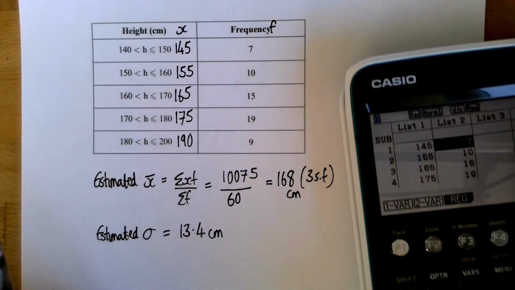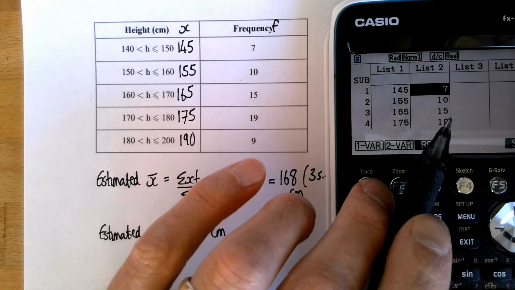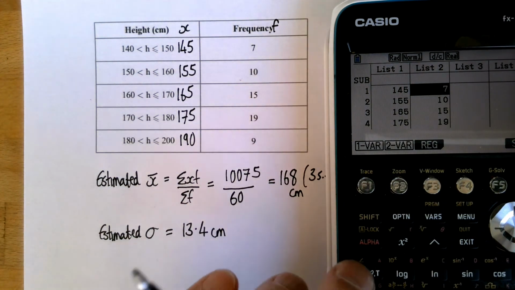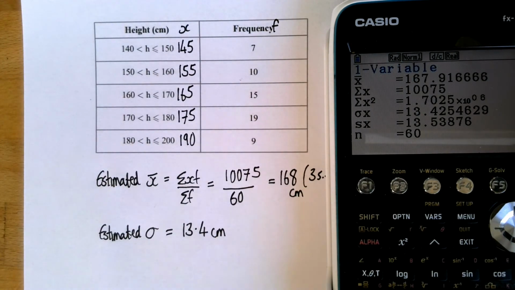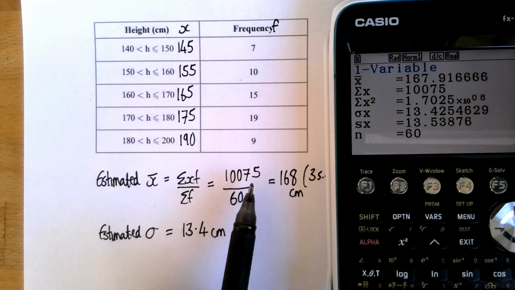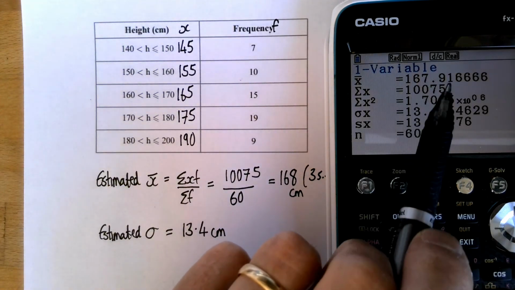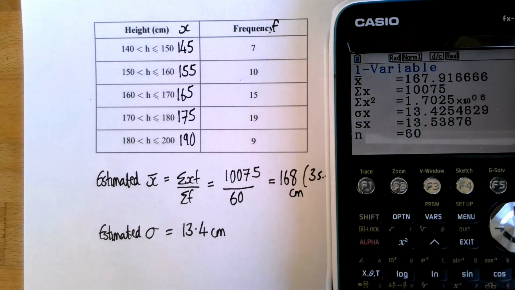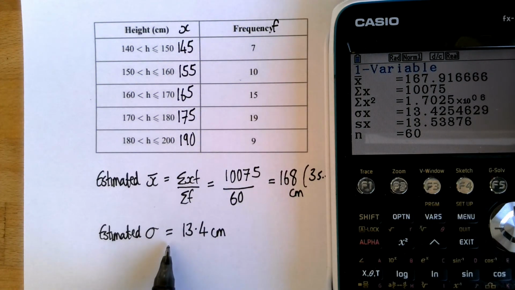So I entered those values into my calculator. It was still set up correctly. It was still set up where these are my x values, these are my frequencies. And then I went to, just to remind you, calc and 1var, and the total of all the values, sigma xf, even though the calculator calls it sigma x, was 10075. Sigma f was 60, the sum of all the frequencies was 60. And so actually that number, when you round it to 3 significant figures, is 168, isn't it? And I've actually got a unit here. This is actually height in centimetres. Standard deviation is 13.4, and that's also in centimetres.